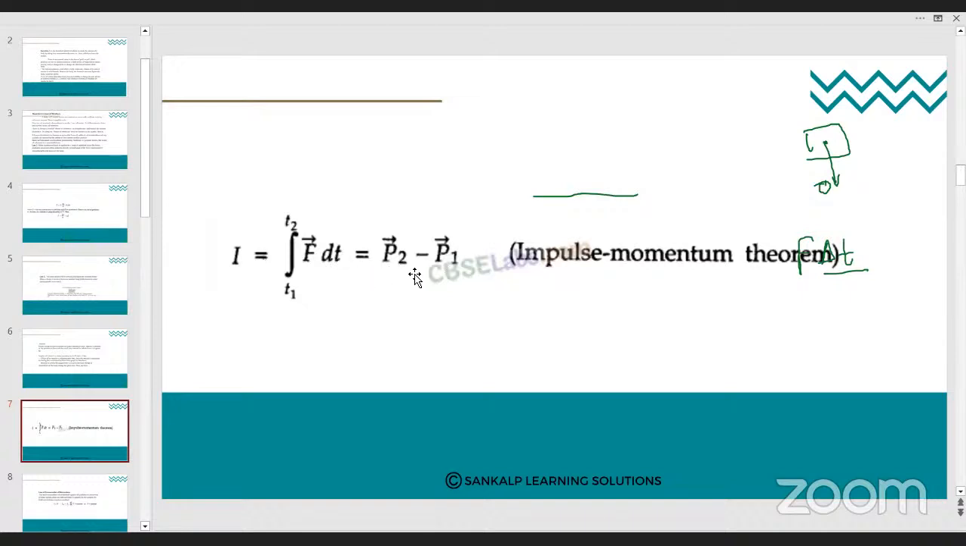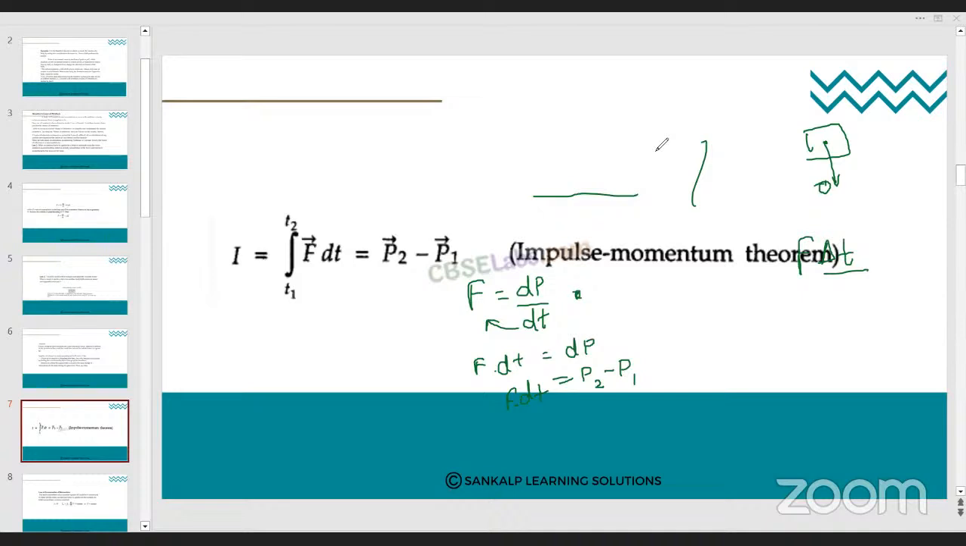According to Newton's second law, F is equal to dp by dt. So what is dp? You can transfer it, that is F into dt, which is equal to dp. So dp is the change in momentum, that is p2 minus p1. p2 is the final momentum and p1 is the initial momentum. Therefore F into dt can also be written as change in momentum. This is called the impulse momentum theorem.